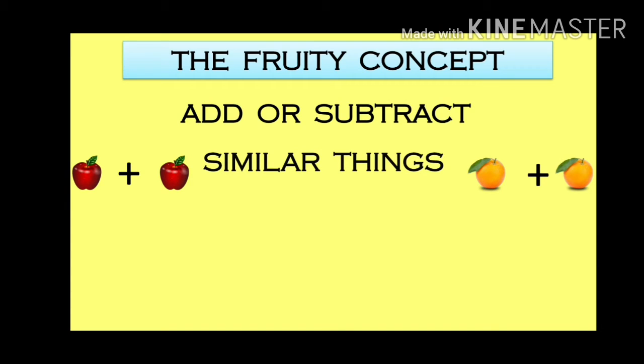When I say similar things like a book with a book, a pen with a pen, like this, similar things. In algebra, we will say them as similar terms. Instead of things, we will call them similar terms now. And similar terms, we know, are actually like terms. So the fruity concept in algebra means add or subtract like terms only. We can add or subtract like terms.